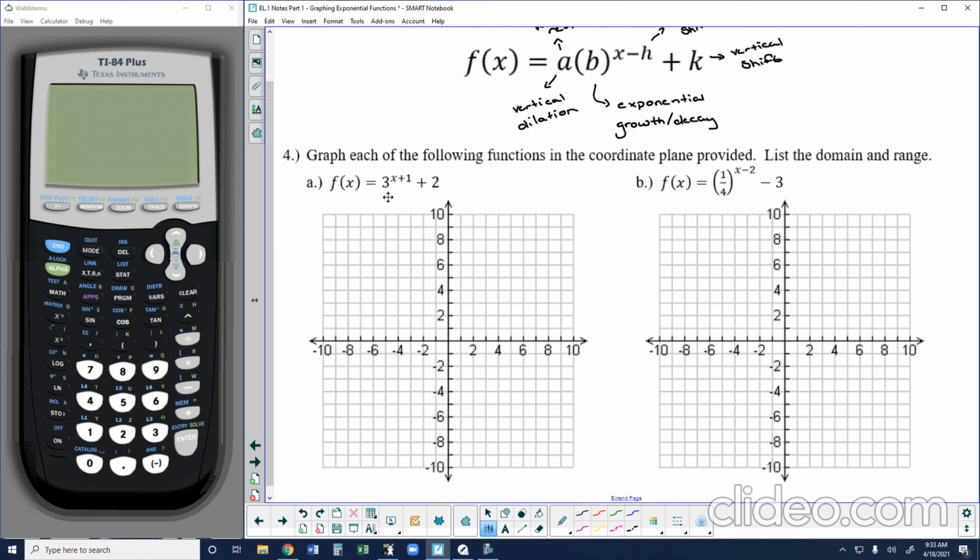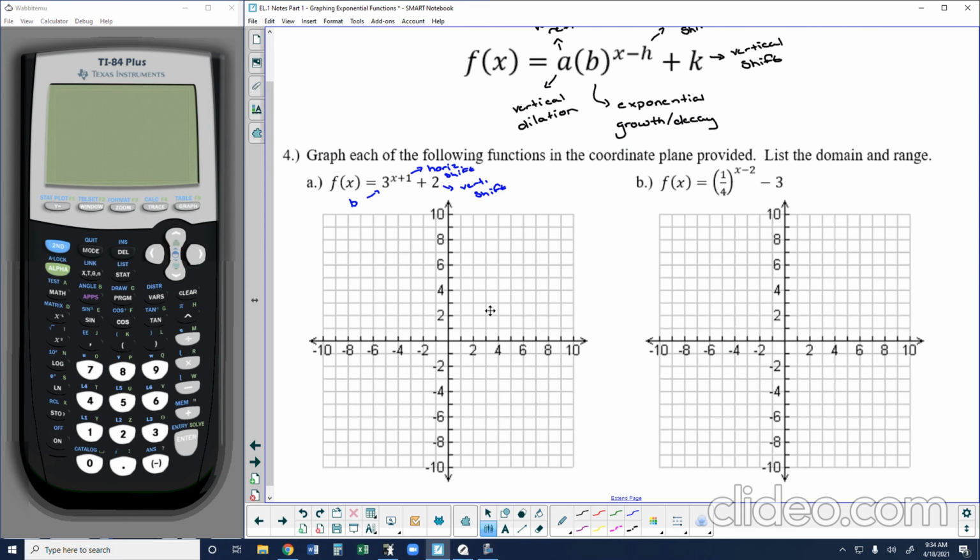So what I have here in problem 4 is, if I look here, this is B, my base. So I have an exponential growth here. It is greater than 1. 2 is my vertical shift, so we know that's going to shift up 2. And 1 is my horizontal shift. We know that that's going to shift to the left 1. Remember, x minus h is the generic form, so this will shift left 1. So I've got a vertical shift and a horizontal shift on a graph with a base b.